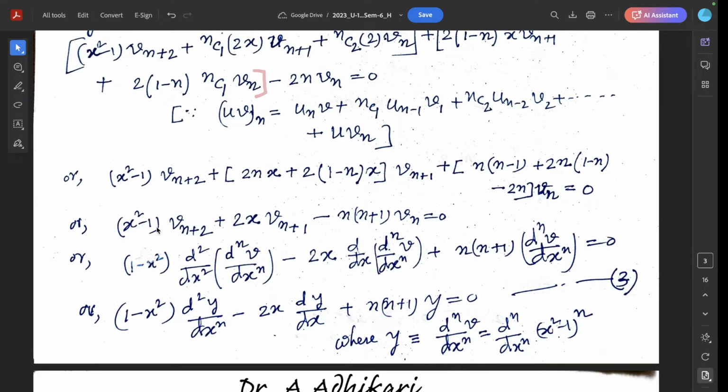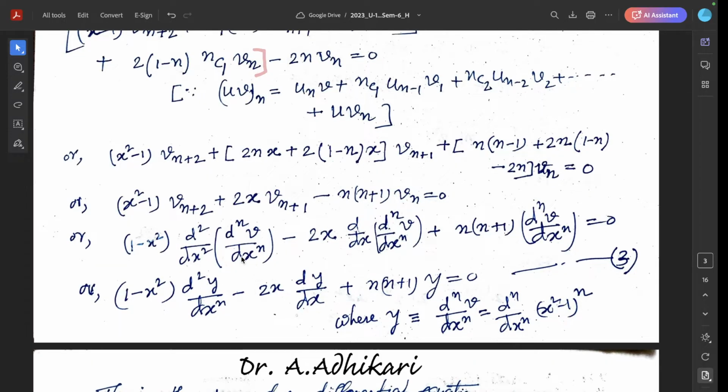So we get (x squared minus 1) v_(n plus 2) plus twice x v_(n plus 1) minus n into (n plus 1) into v_n. After simplification, we get this. Now v_(n plus 2) is the (n plus 2)th derivative, so we can write d^n v/dx^n, d2/dx squared. So this v_(n plus 1) is d/dx of d^n v/dx^n, and this v_n is d^n v/dx^n, the nth derivative. Now we write d^n v/dx^n equal to y. So this (1 minus x squared) d2y/dx squared. Sorry, this is x squared.